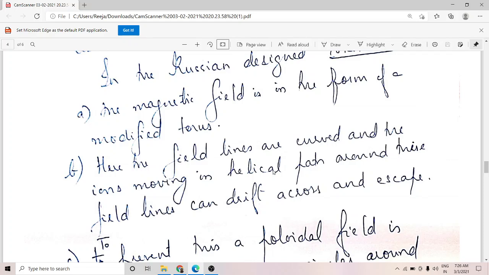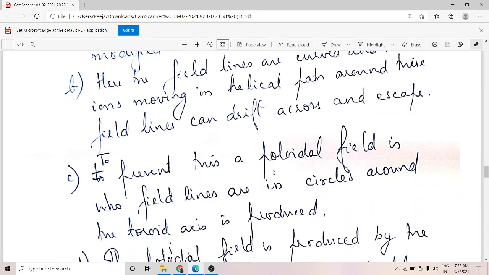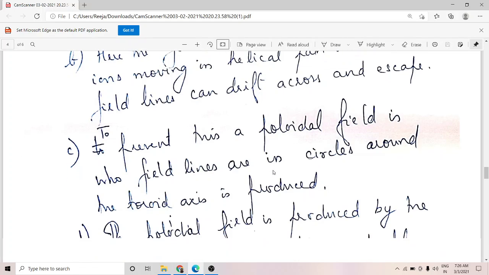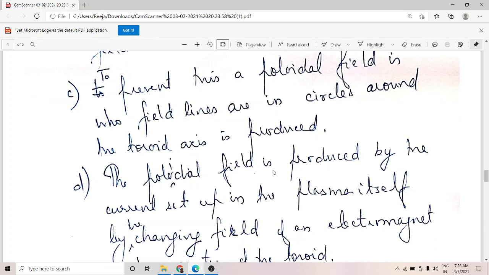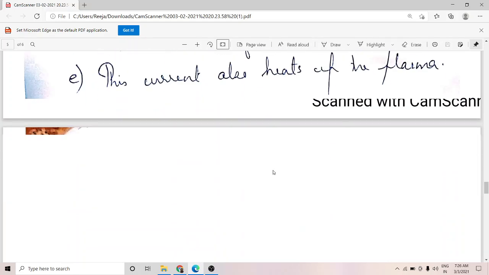But here, these ions moving along the helical field lines can drift across and escape. To prevent this, a poloidal field whose field lines are in circles around the toroid axis is produced. The poloidal field is produced by the current set up by the plasma itself by changing the field of the electromagnet at the center of the toroid. This current also heats up the plasma. So, I'll discuss once again.